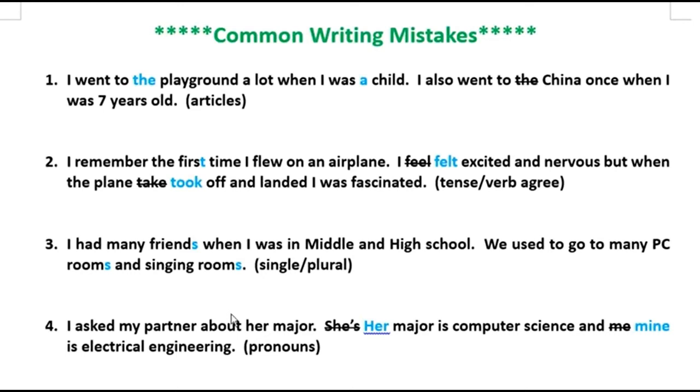Okay, let's look at number 4. I asked my partner about her major. She's major is computer science, and me is electrical engineering. Okay, so we need our proper pronouns. So she's is not the proper possessive pronoun. We need to have her major. And the proper possessive pronoun for me is mine. Okay.